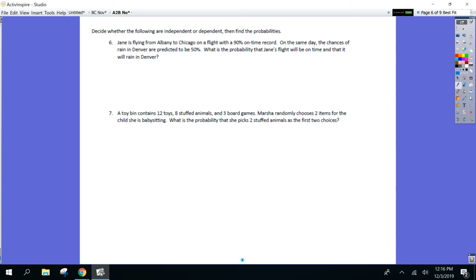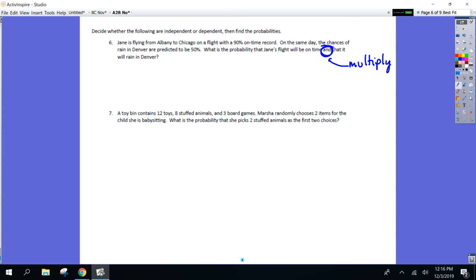So the first thing I see, guys, is "and." The flight will be on time, and, which tells me multiply. Does either one have an effect on the other? Her flight being on time from Albany to Chicago, and raining in Denver, does that have any effect? Okay, no effect on each other.